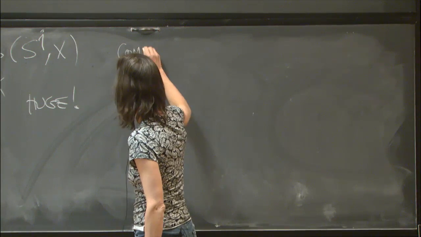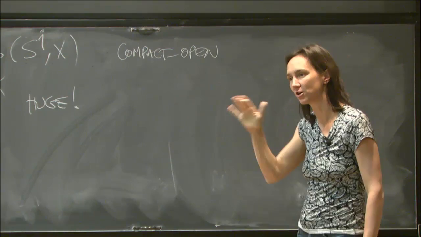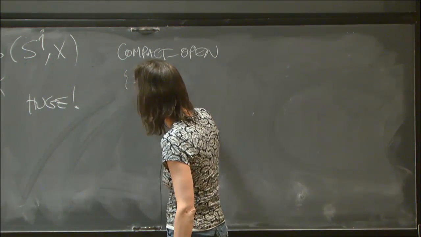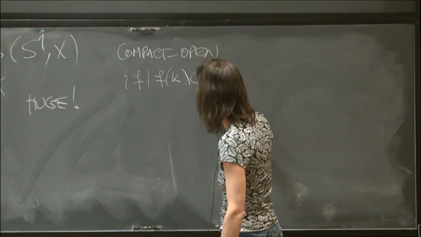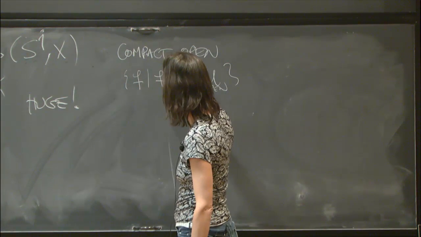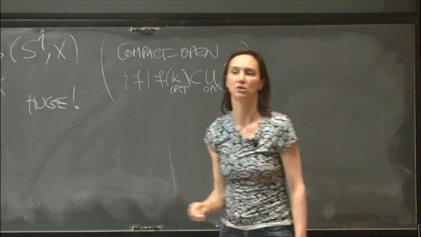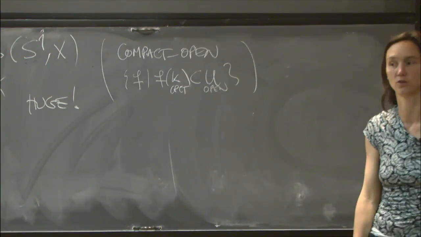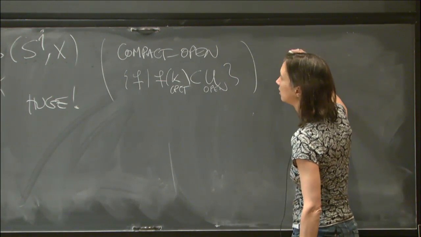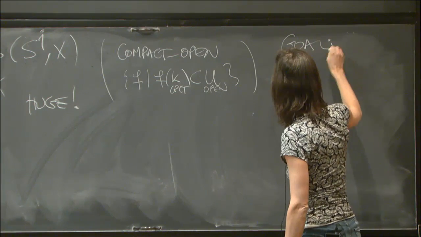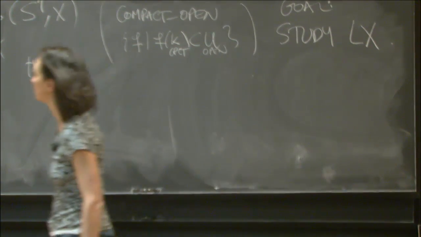There's something called the compact open topology, which says you get all open sets by making a topology out of the sets that you look at the maps that take a compact set in what you start with into an open set. So this is open in the target, and this is compact in the source. Okay, so there's a canonical way of putting a topology on such a space of maps. Okay, so that's the thing I want to study. So the goal is to study loop space.